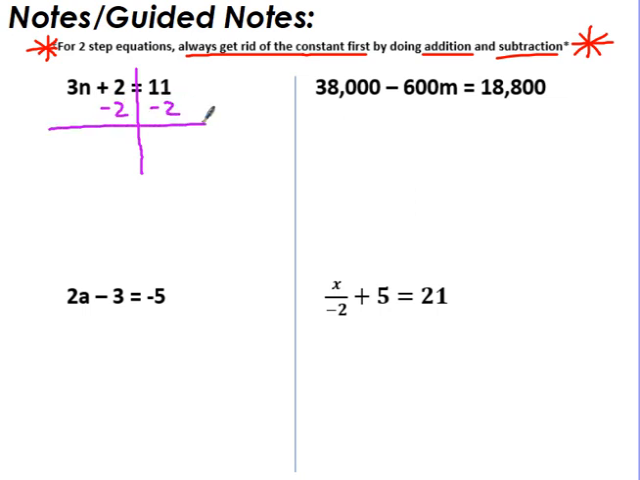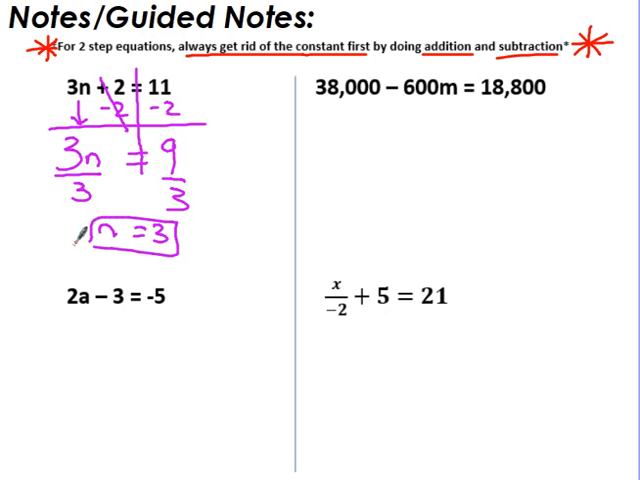And whatever I do on one side of the equal sign, I still do on the other side. 2 minus 2 is 0, goes away. I still got to bring down the 3n, and that is equal to 9. Now you'll notice we're now back to a one-step equation. This should look exactly like our one-step equation that we've already learned how to solve. So that's what we're going to do. So I have 3 times n. So I need to do the opposite, which is division, divide both sides by 3, and I get n equals 3.